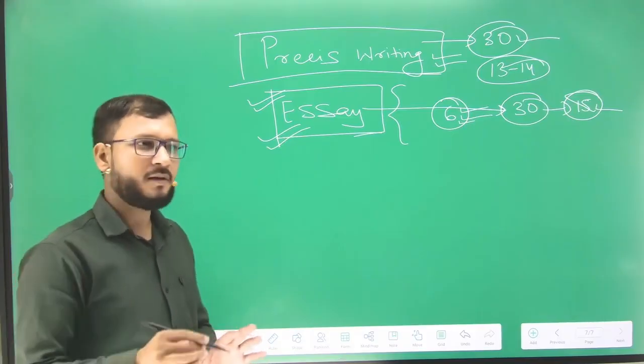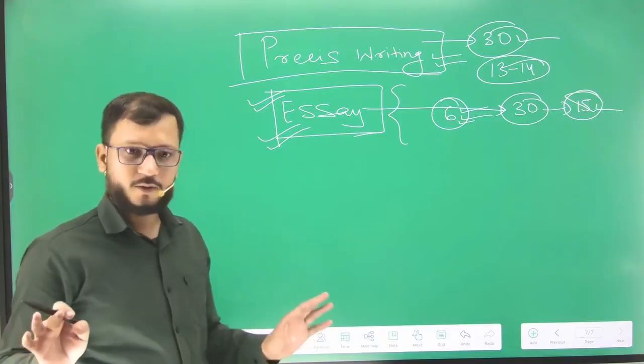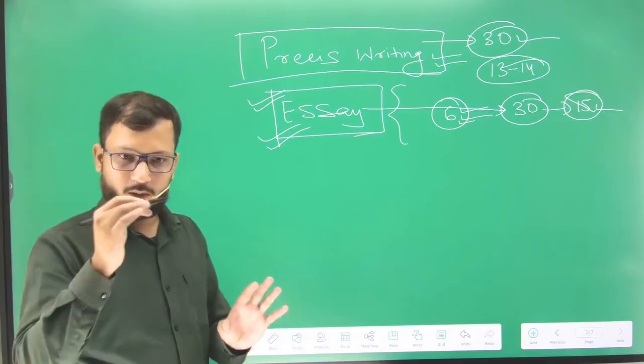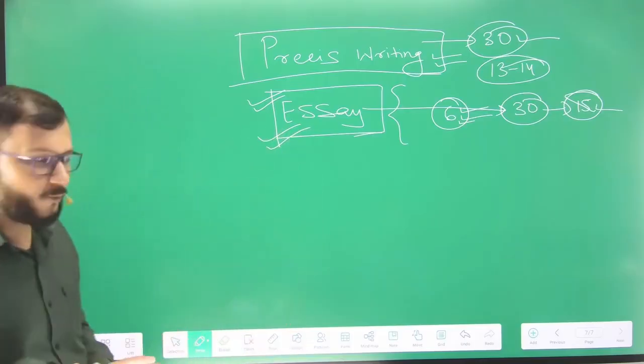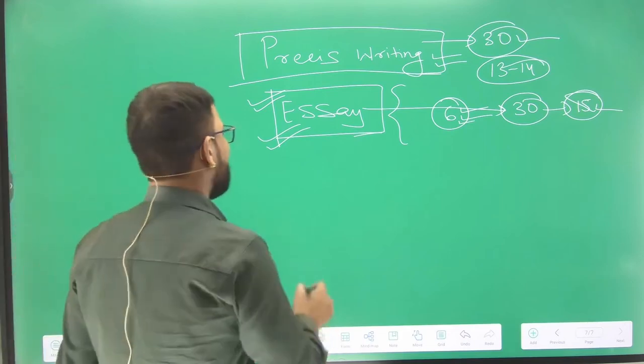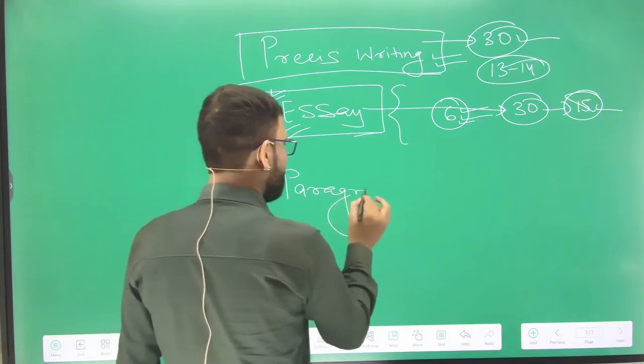Sometimes students just write it as a story. No, you don't have to write a story. You have to use bullet points. You have to use tree diagrams so that it can be well perceived. Got the point? Now see, so this is essay. Third is paragraph.